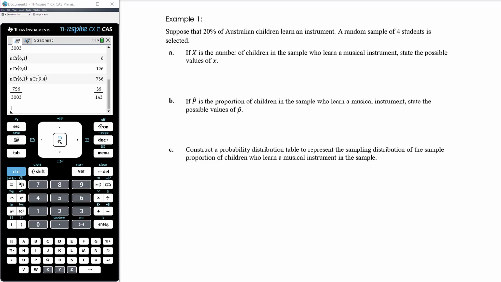Suppose that 20% of Australian children learn an instrument. A random sample of 4 students is selected. If X is the number of children in the sample who learn a musical instrument, state the possible values of X.